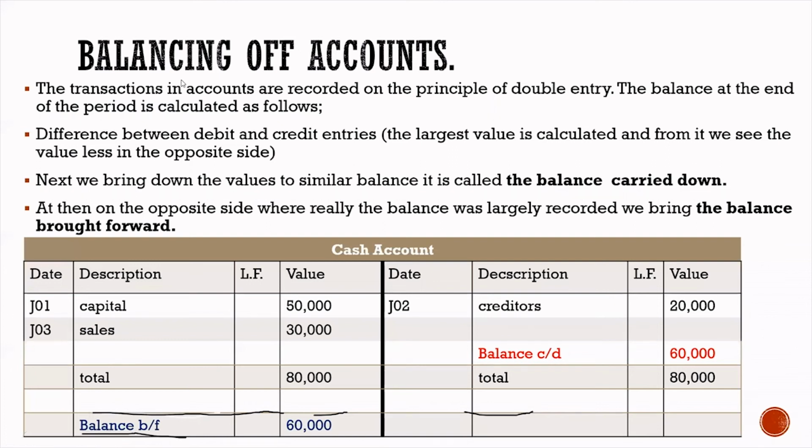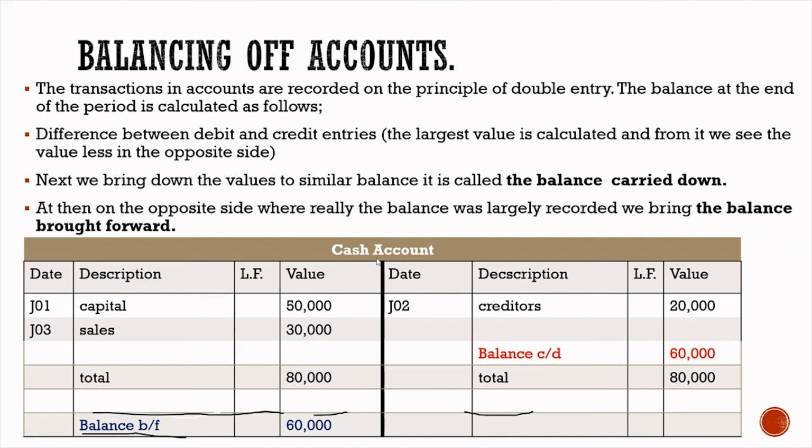Next, we are discussing how we balance off accounts. The transactions in accounts are recorded on the principle of double entry. I said that before. The differences between debit and credit entries, if there's a large value difference, we bring that to the opposite side and we balance it, right? I'm going to teach you how we do it practically, rather than describing these lines that I have stated.